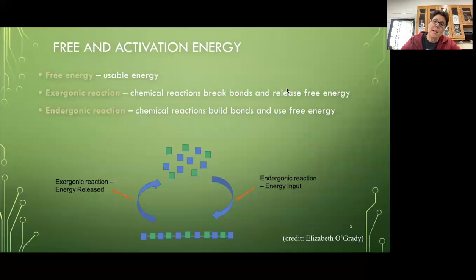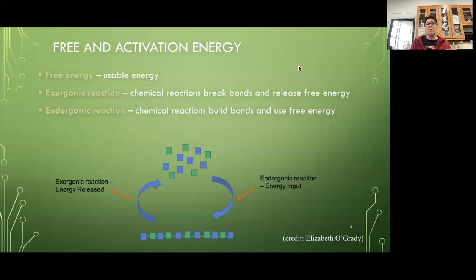We have two different types of chemical reactions. We have what are called exergonic or endergonic. Exergonic reactions release free energy. That means energy that we can use to do work. Endergonic means that these are chemical reactions where I am not going to happen unless you put work into me. So they use free energy.